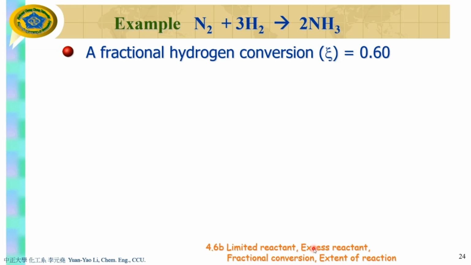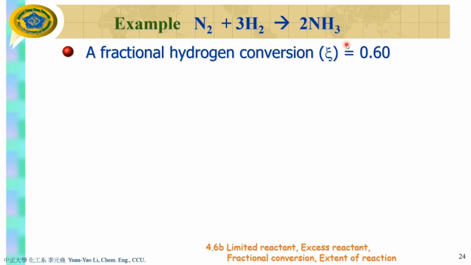This is an example I want to show you here. A fractional hydrogen conversion: what's the fractional conversion? We know that it's called Xe, right? It's 0.6. So this is nitrogen plus hydrogen become ammonia. And this is a great invention. I hope you still remember. Under high temperature and under high pressure, you can create this.